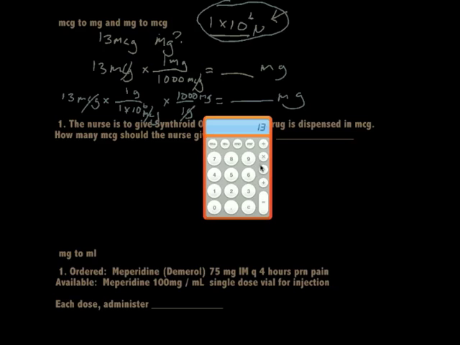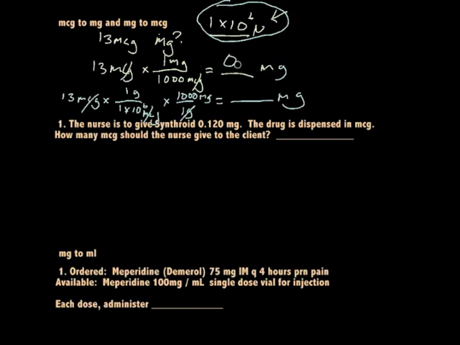So 13 micrograms times, for every 1 milligram, we have 1,000 micrograms. That leaves us with 0.013 milligrams. So this is a weight. Milligrams is a weight, so I'm going to go out to the thousandths place, round to the hundredths place. 3 is less than 5, so I'm going to have 0.01 milligrams.